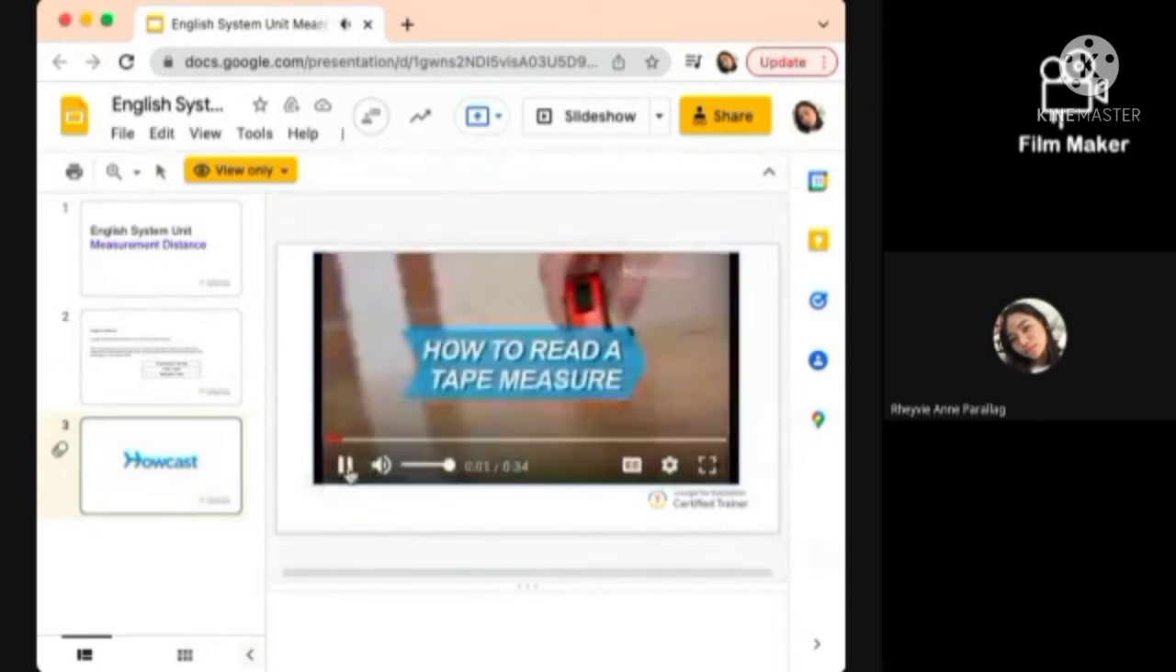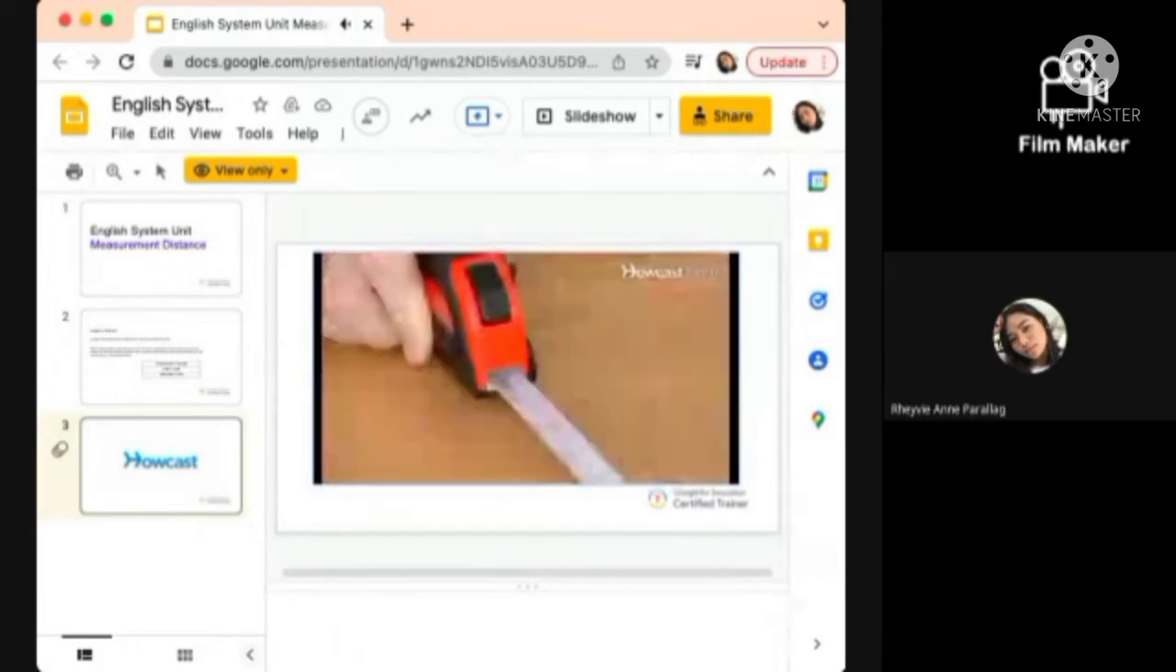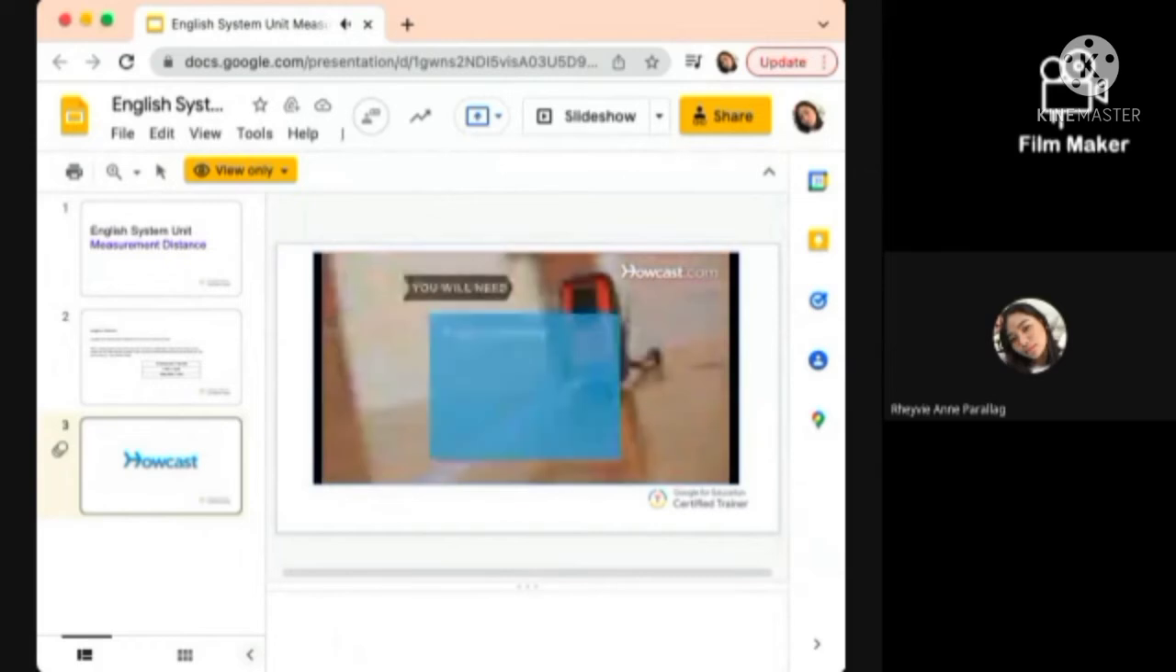How to read a tape measure. Don't let all those little lines dissuade you from using a tape measure. Follow these guidelines to help you in reading all of those little ruler marks. You will need a tape measure.